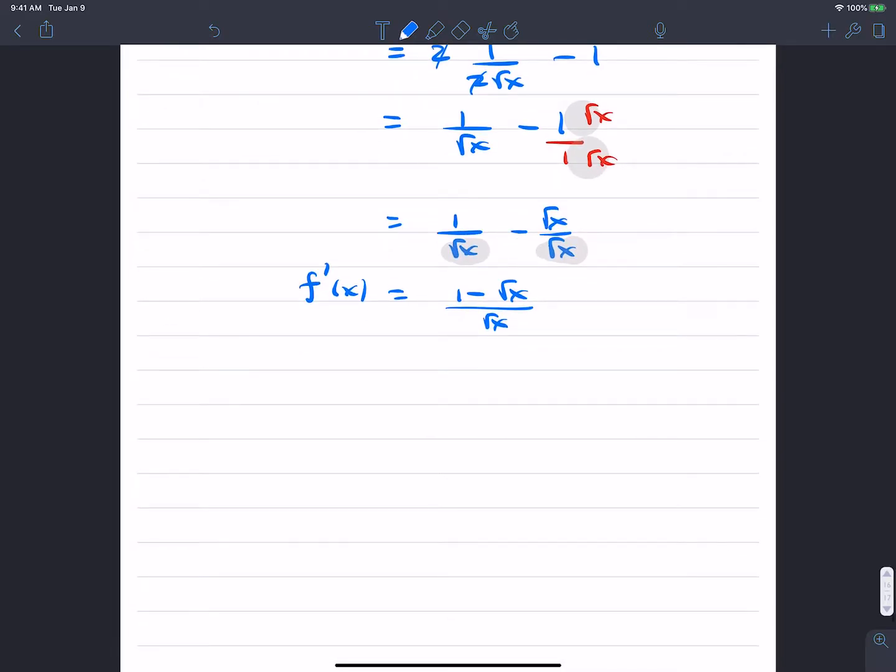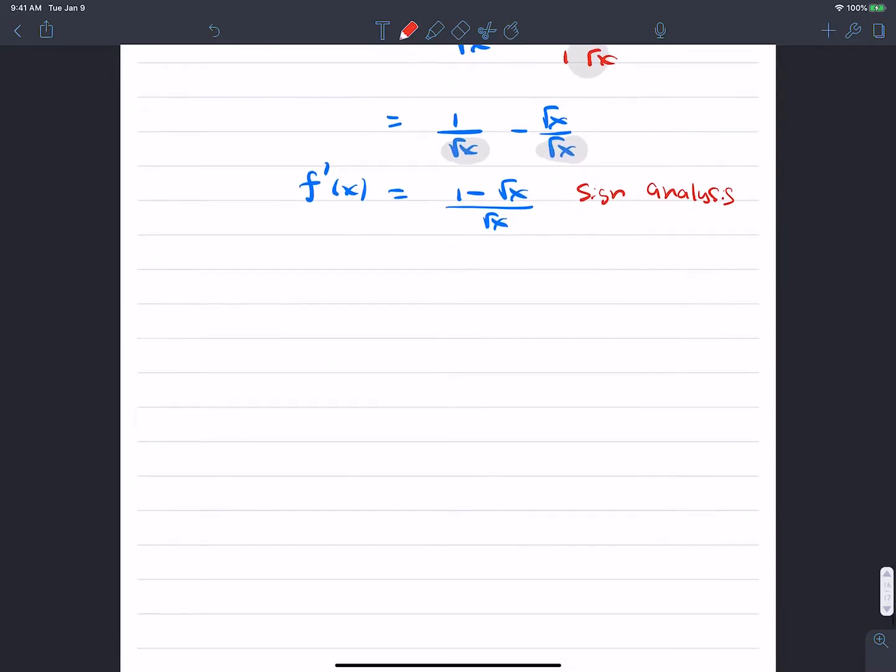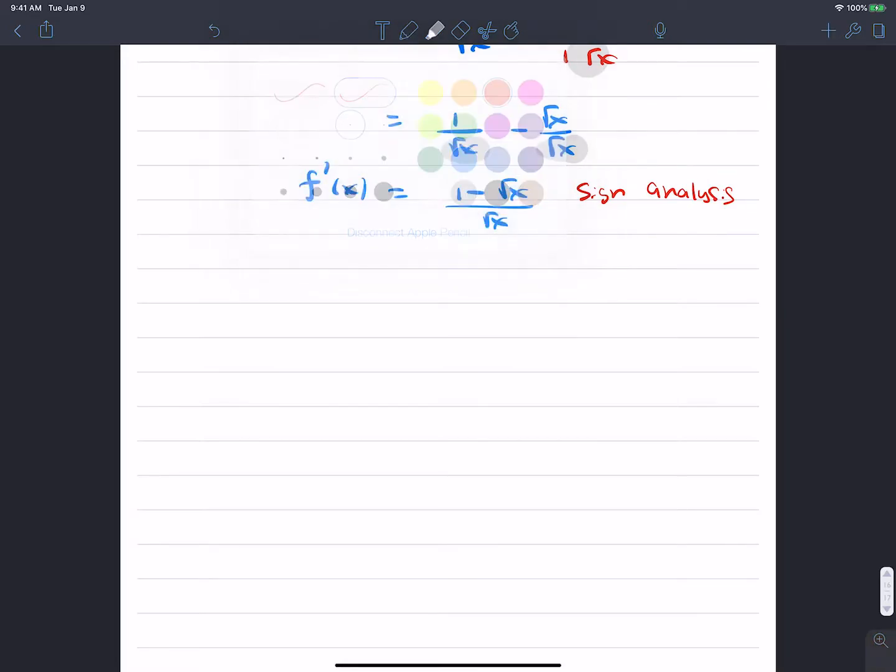All right, what do we do with this again? Sign what? Analysis. So, for sign analysis, yet again, remember what this means. What do we have to do with this again, if you guys recall? You got to find, first, for sign analysis, where your numerator equals 0. Is that true?